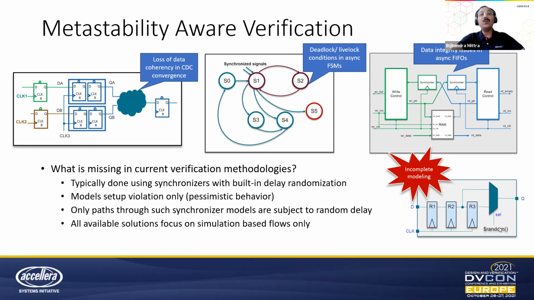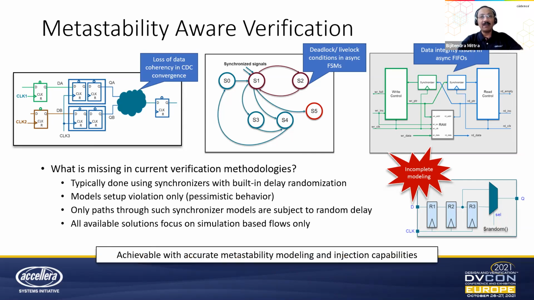And also, only those paths where you have such special structures instantiated would be subject to such random delay. And as we know, most of the solutions today work with simulation. So what we understand is that to do a comprehensive metastability aware verification, we need an accurate metastability modeling capability where we model all effects of metastability, and at the same time we should have some advanced features like injection capabilities to inject metastability related effects and see whether my design is still immune to metastability.